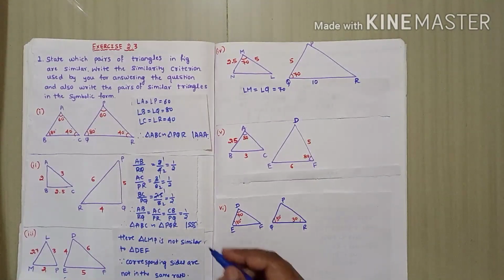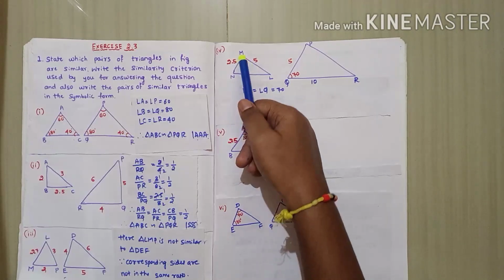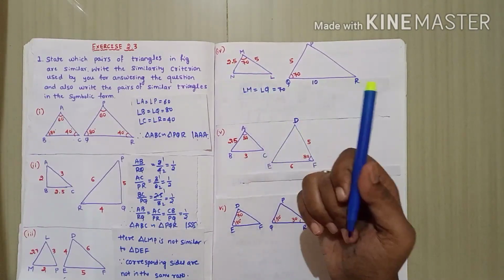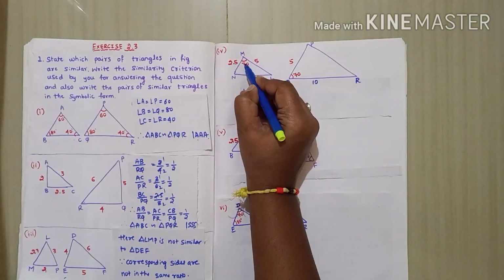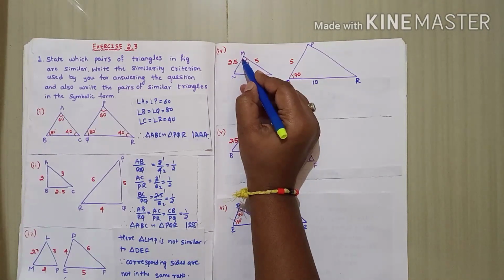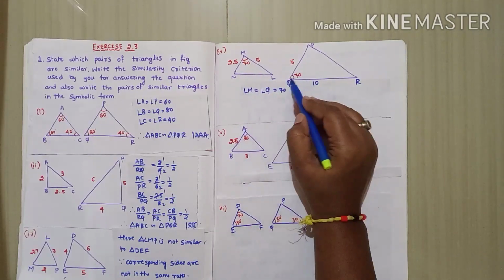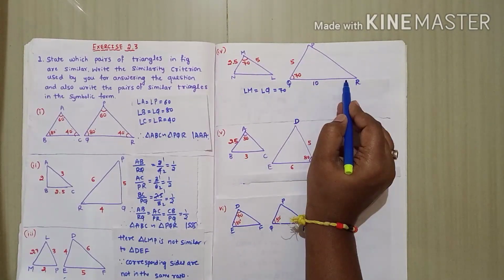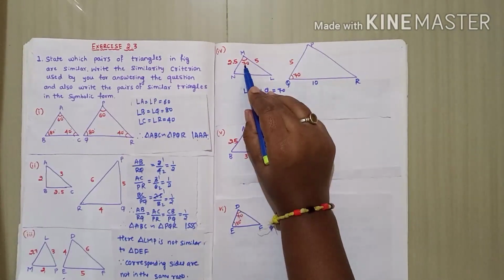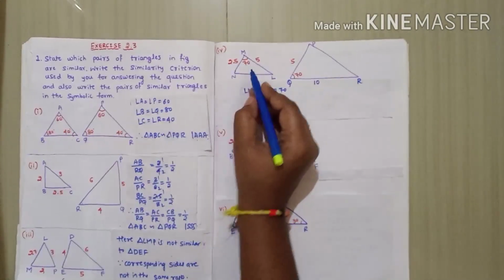Now we know that by SAS, the angle including those two sides must be equal and the sides proportional. We should see that this angle is including the two sides. Which are the two sides? Those two sides MN and ML, and here QP and QR are the sides including 70 degree. Here also 70 degree. So which are the corresponding sides?